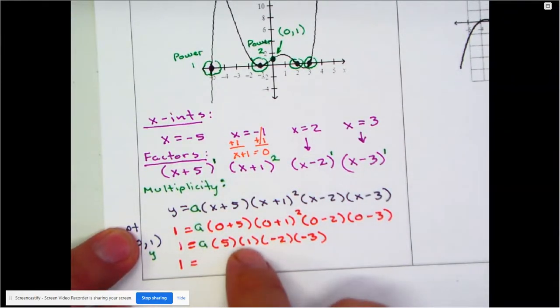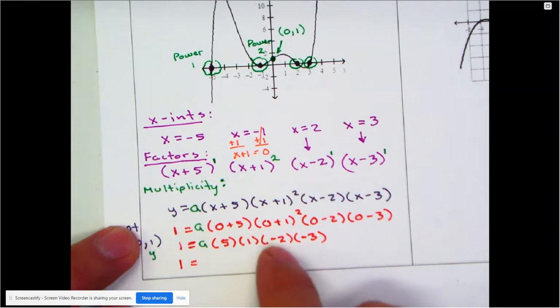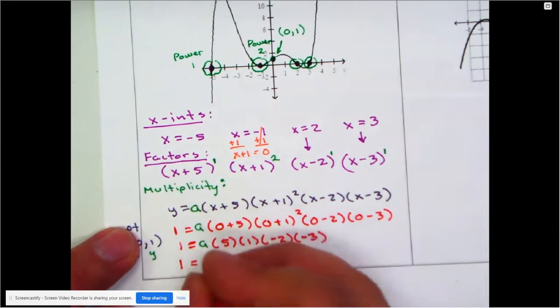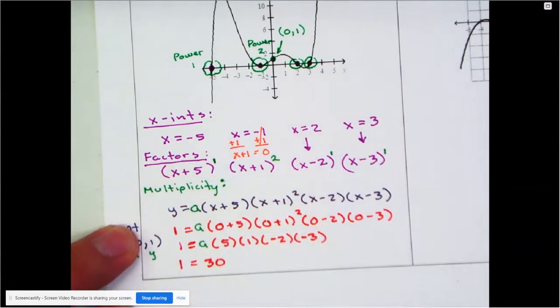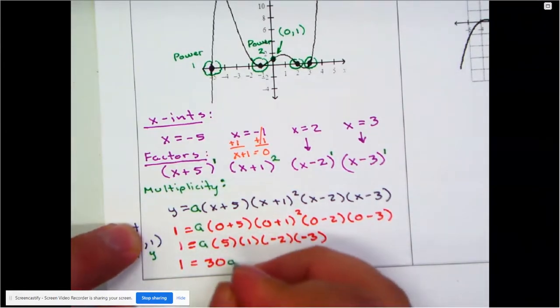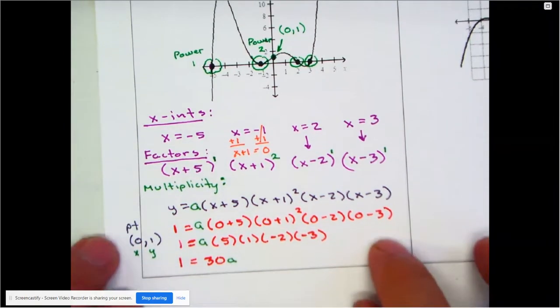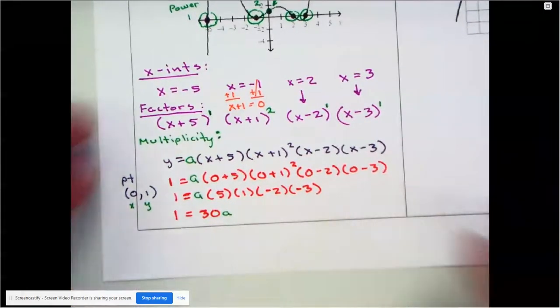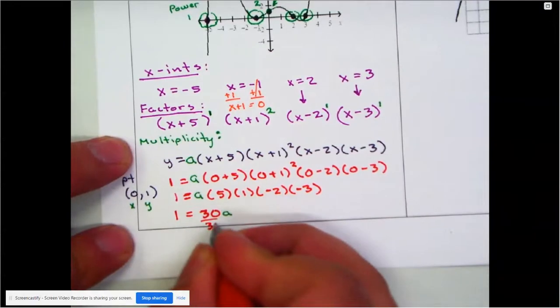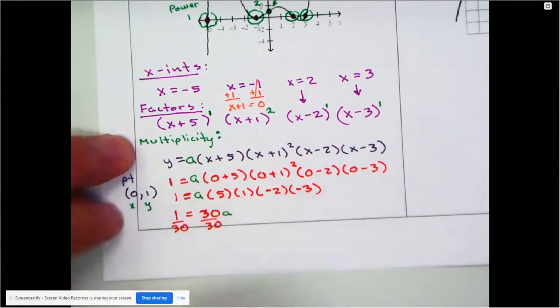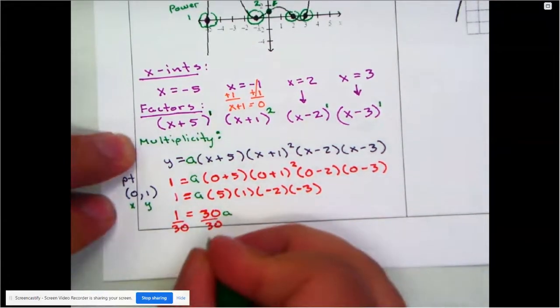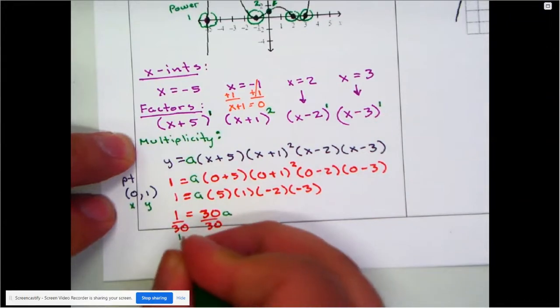5 times 1 is 5. 5 times -2 is -10. And -10 times -3, so we have 30, positive 30. And yeah, there's that a, which means I have one more step to take. We don't need that graph anymore. Divide by 30, and we just found that our a value, as weird as it looks, is 1 over 30.